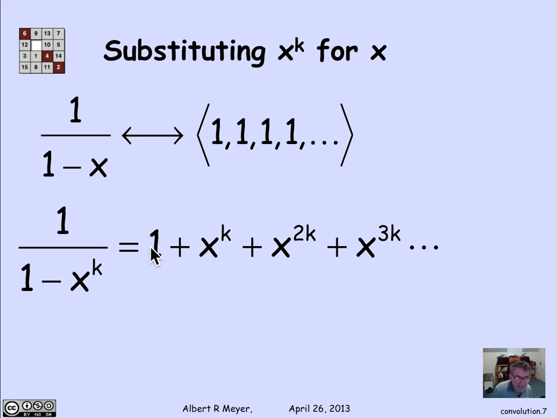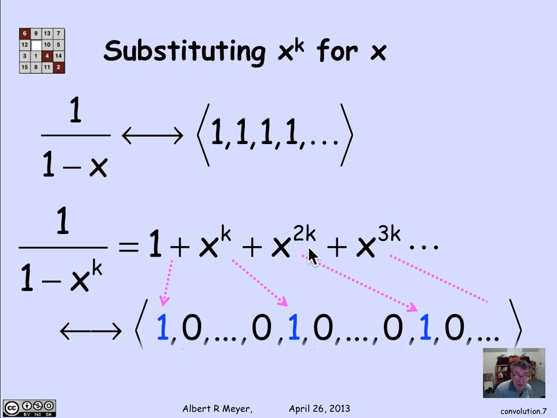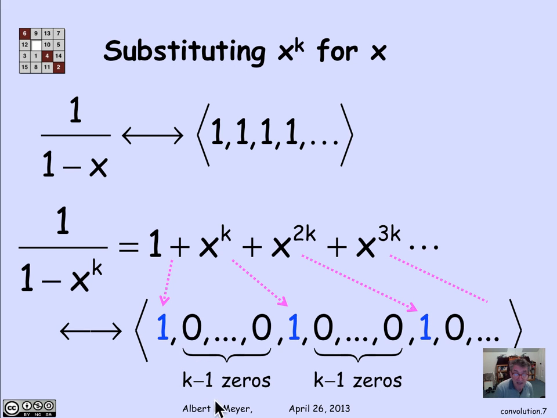Now, if I think about this as the sequence of coefficients, it means that there are zero coefficients before the kth coefficient, and then k minus 1 coefficients between successive ones. So I really have this sequence where replacing x by x to the k winds up inserting k minus 1 zeros between all of the elements in the sequence.